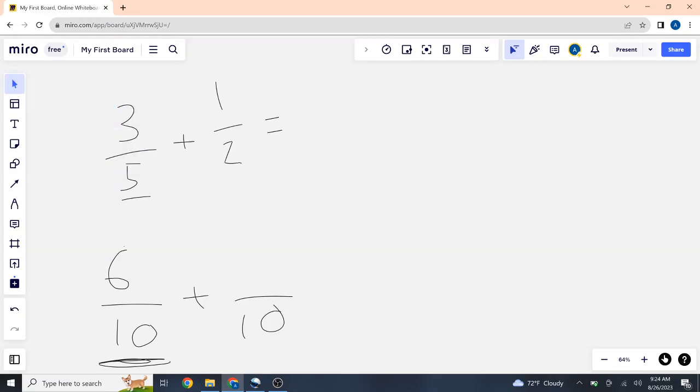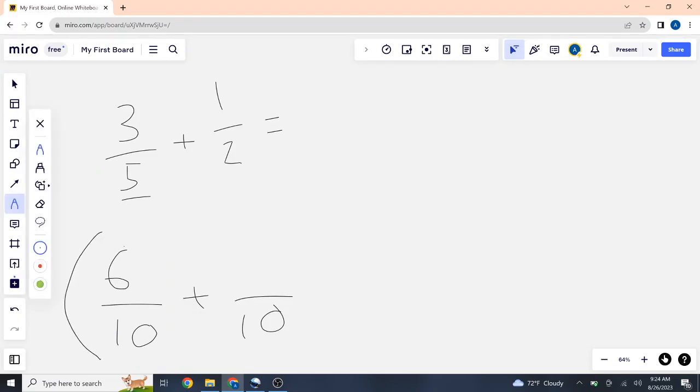So let's delete some of this extra noise around here. There we go. And now we have an equivalent fraction here: 6/10 is the same as 3/5. Let's do the same thing for the right fraction here. Well, in order to get to this denominator, we had to multiply it by 5. So we'll do the same thing with the numerator. 1 times 5 equals, well, 5.